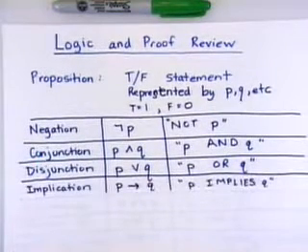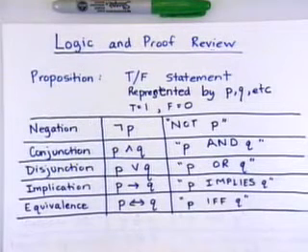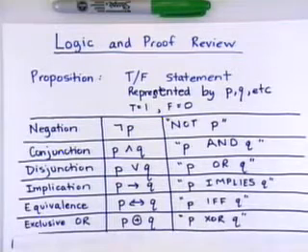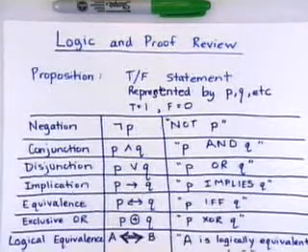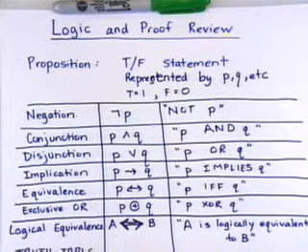For implication, we used an arrow for P implies Q. For equivalence, we had a double arrow. For exclusive or, we had a plus with a circle around it. And for logical equivalence, we had a double arrow with 2 lines in the middle. So we'll go over some of those things again. Are there questions about these items?